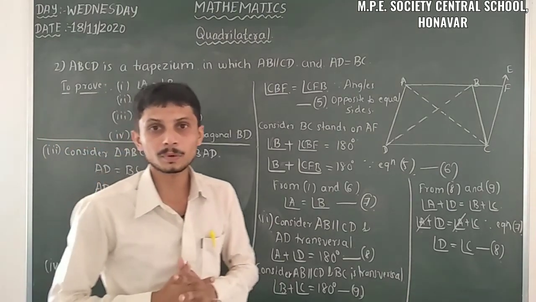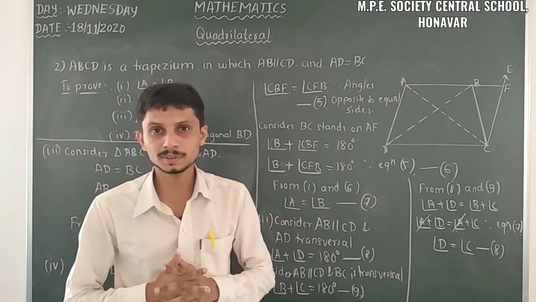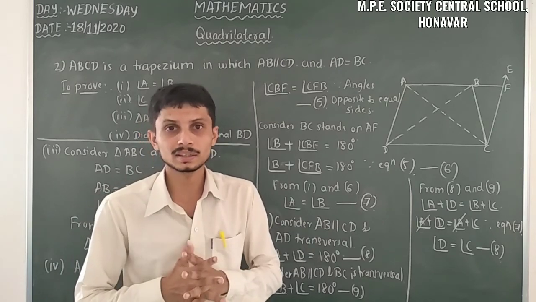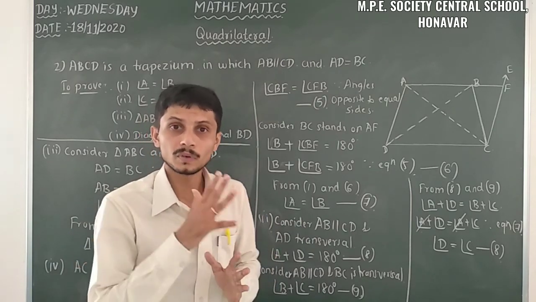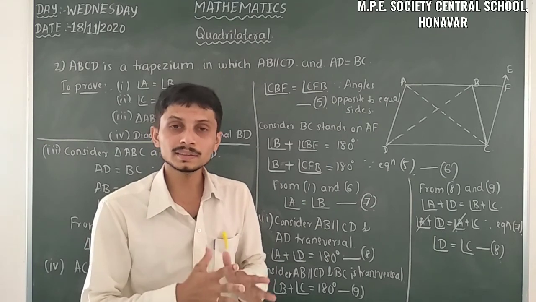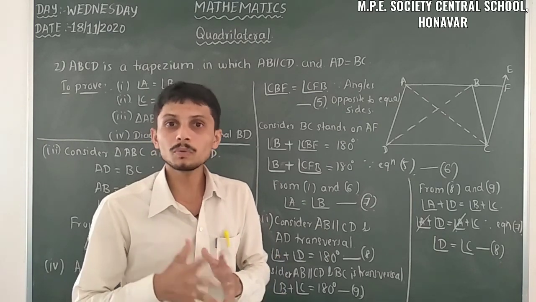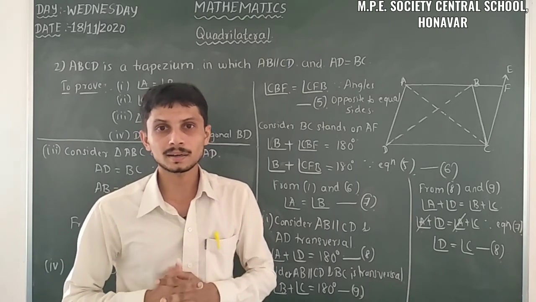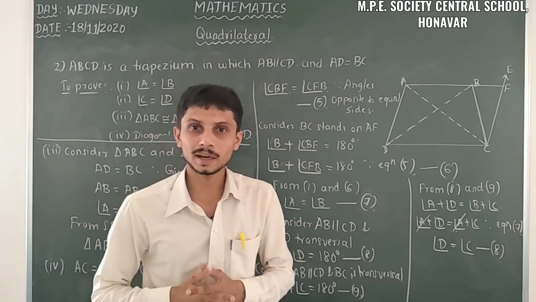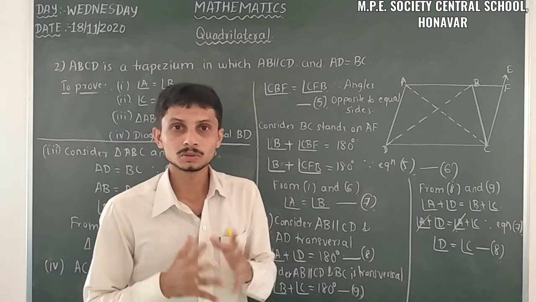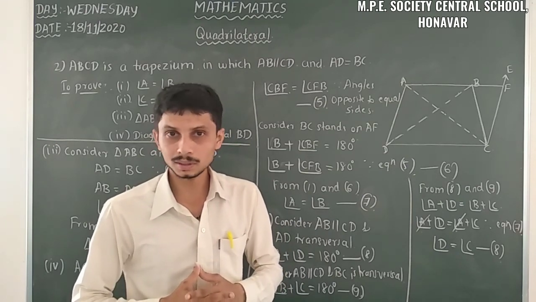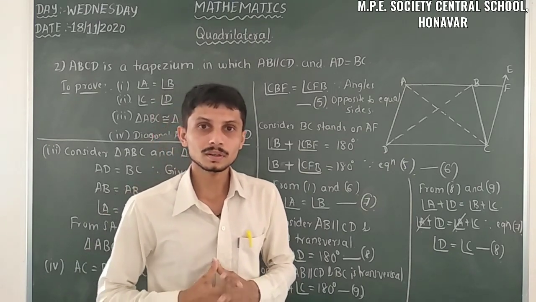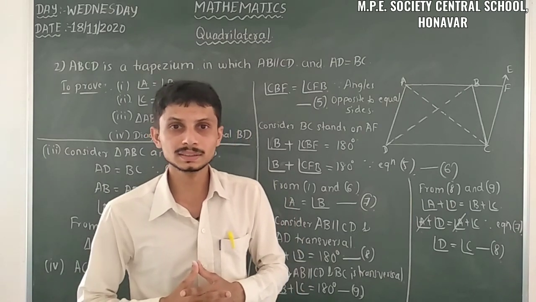There are many problems based on these. When we have a quadrilateral in which one pair of opposite sides is equal and parallel, then the whole quadrilateral is a parallelogram. That is something we have to take into consideration. So I hope you understood these things.